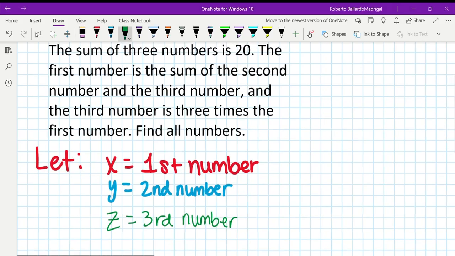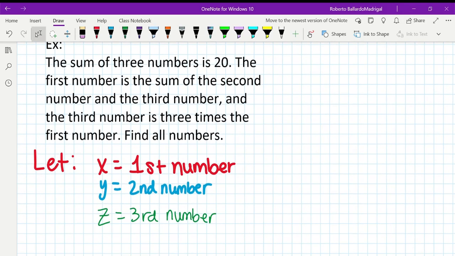Now let's make our first equation. But actually, we're gonna start to also extract important information from the paragraph. So let's begin with the very first sentence. What does the first sentence say? Who can read the first sentence for me? The sum of all three numbers is 20. Think about what that means.